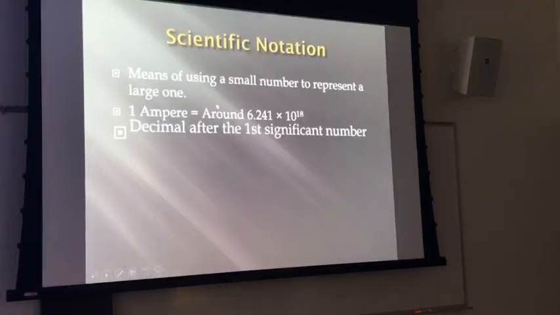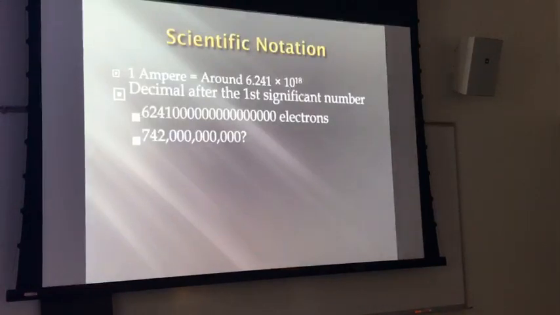So in writing scientific notation, you're going to put the decimal after the first significant number. In this case, it's going to be the 6, so 6.241 times 10 to the 18th power. You would count the zeros and everything coming up to the decimal point, and that would be your times 10 to the 18th power. So really what you would have is 15 zeros out here for the actual number of electrons you would have.